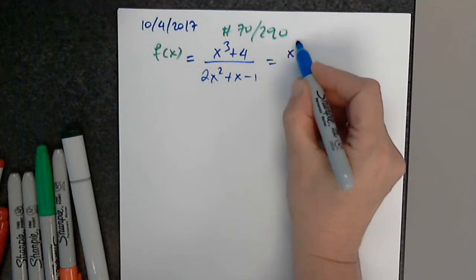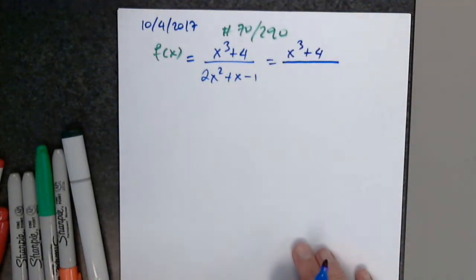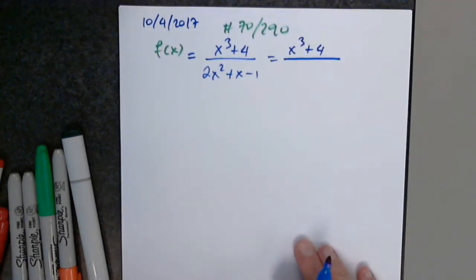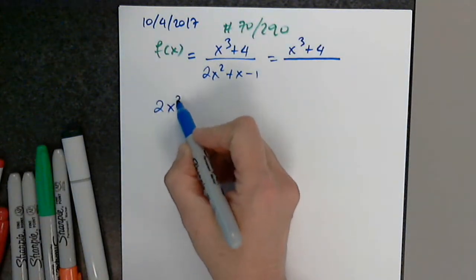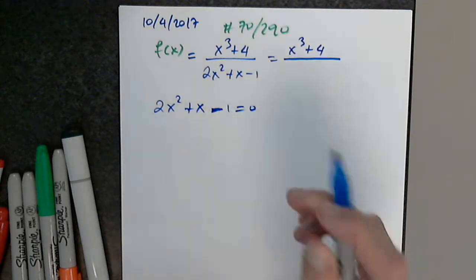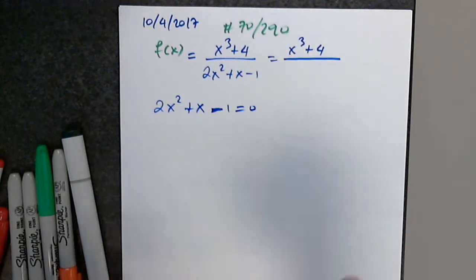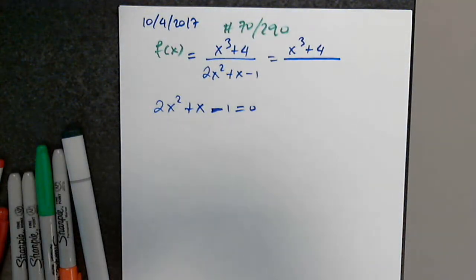So the numerator is x cubed plus 4. Now the denominator. Well, let's say we don't remember how to factor this. Let me show you again. 2x squared plus x minus 1 equals 0. Okay? I don't need to write it. It's not an equation yet. So let's just factor it, and then we'll set it equal to 0. Or I can keep it as that.